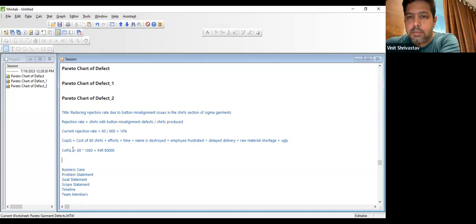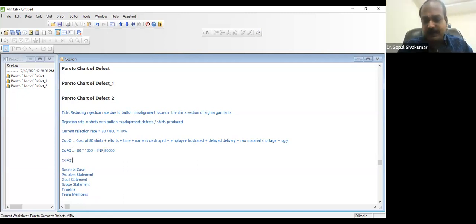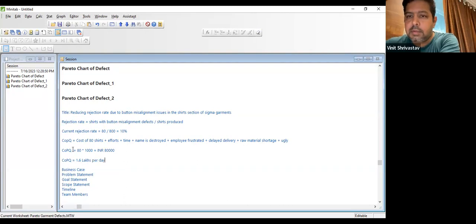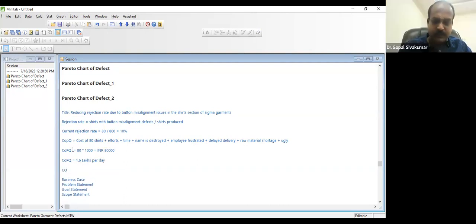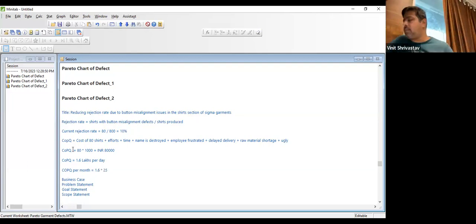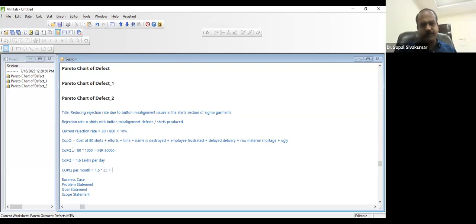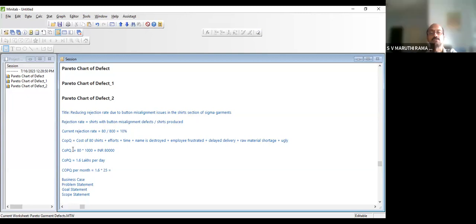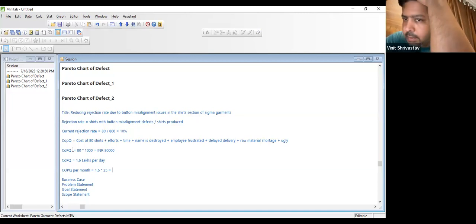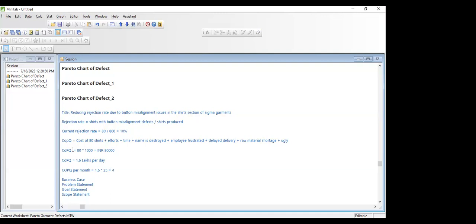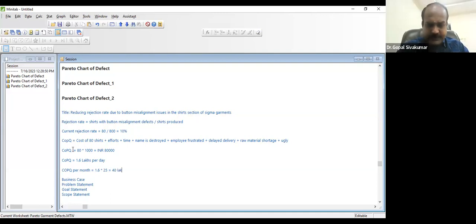So in a day, let us assume this company is running for 2 shifts. So it is burning 1.6 lakhs per day. So now we are going to cost of poor quality per month. Per month maybe 1.6 into 25. 25 days. So how much is it then? Can you help me with the value? 40 lakhs. 4 million. That's round 40, yeah? Okay. So 40 lakhs, very good.